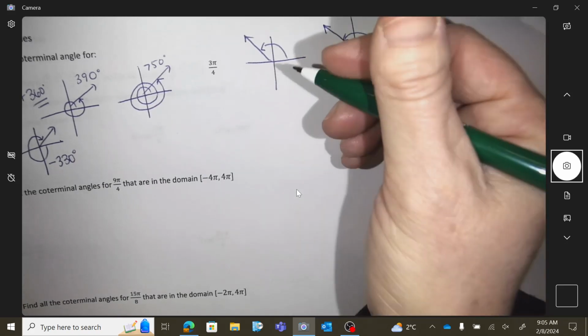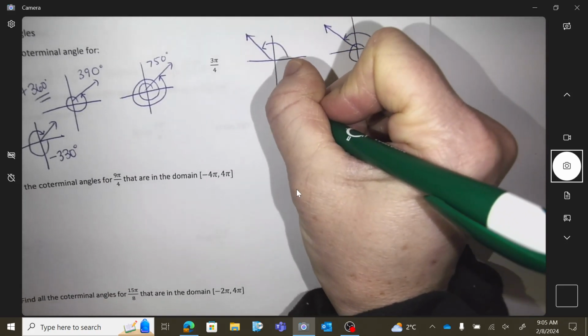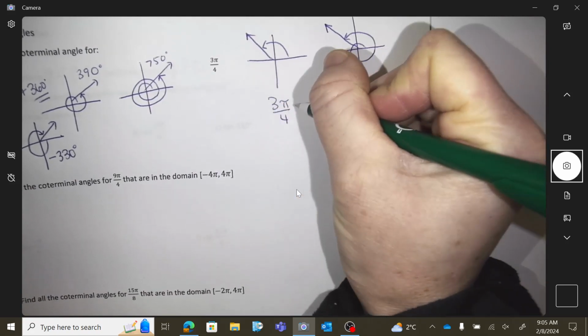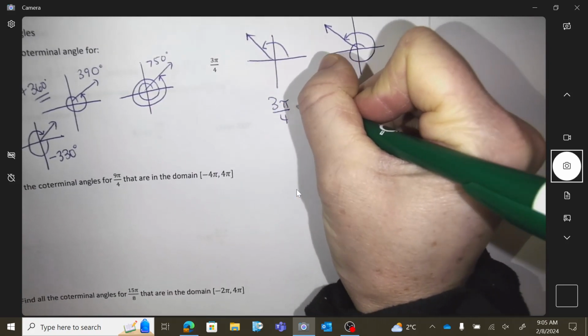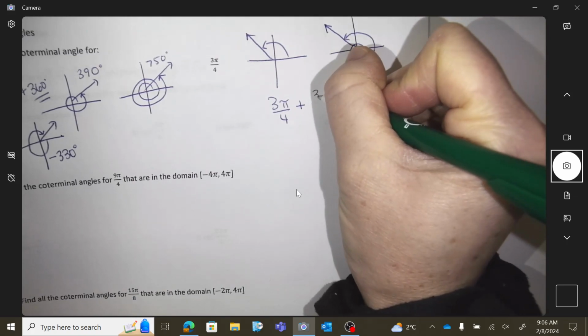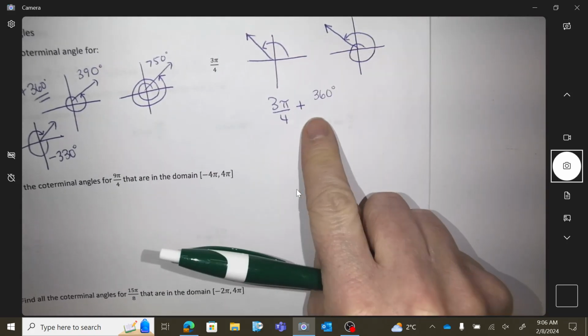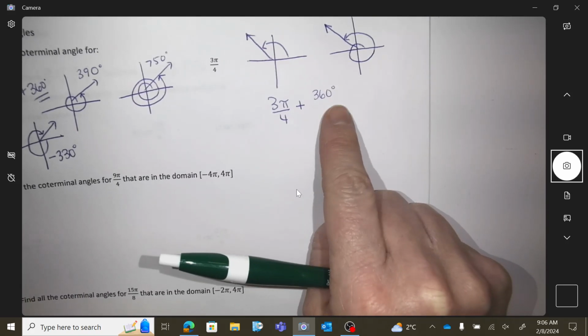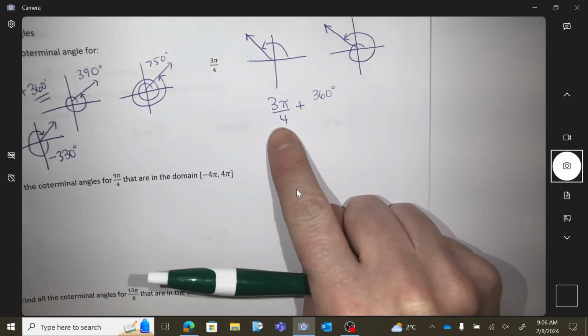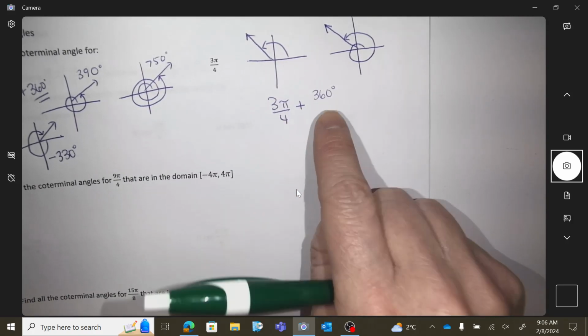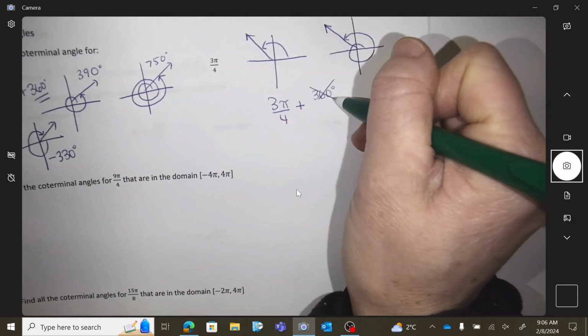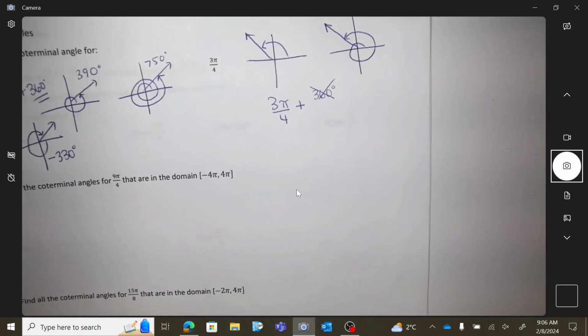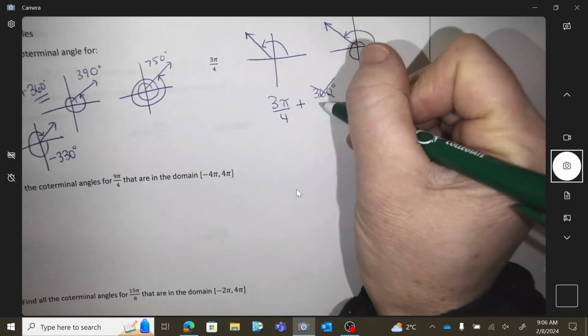Okay, so we're going to take that idea that we did last time. So really, this is what we did last time, right? We added 360. But I can't talk in radians and degrees in the same sentence. So can we not do 360 and change that to a radian? What is that in radians? 2 pi.